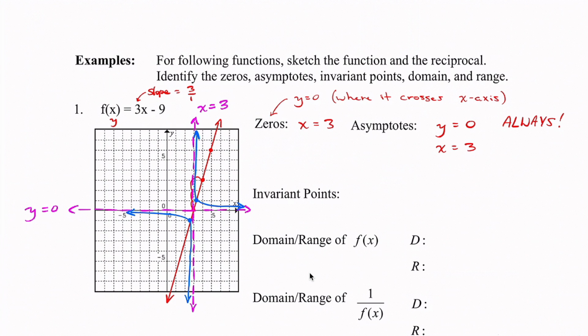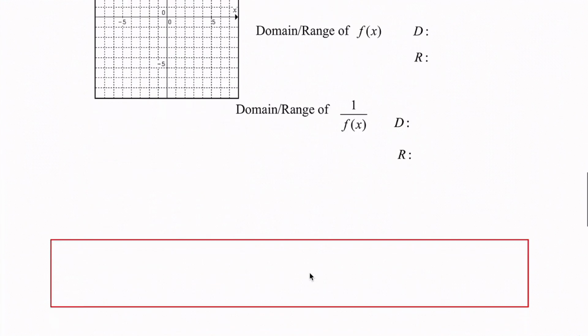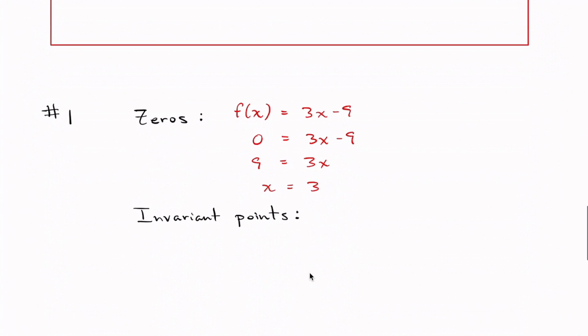So next we're actually going to find these invariant points, and those were right here and right here. So those occurred where y was equal to a positive and a -1. So I'm actually going to solve for those just down here. So at our invariant points, we're going to have y is equal to +1 and y is equal to -1. So our original function was this, y equals 3x minus 9. And then I'm going to change y to be a +1 and a -1. So first let's do +1.